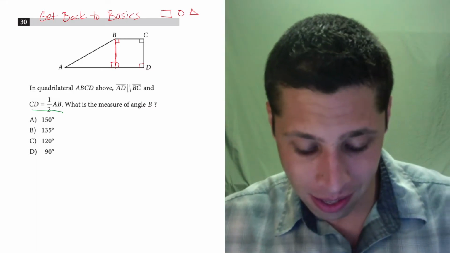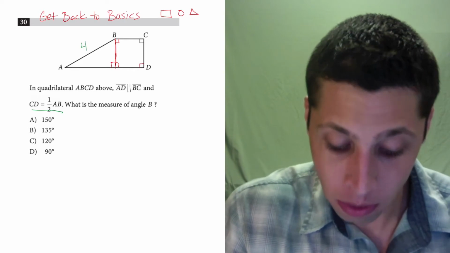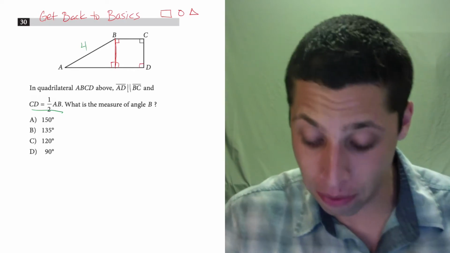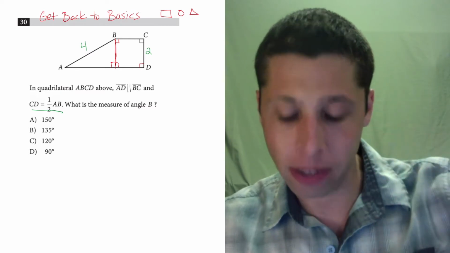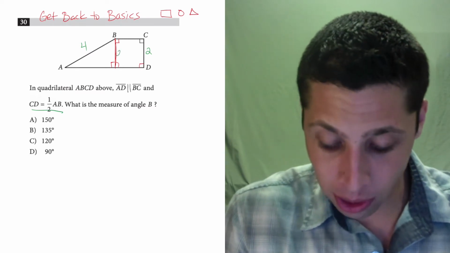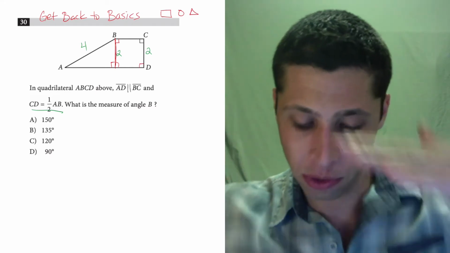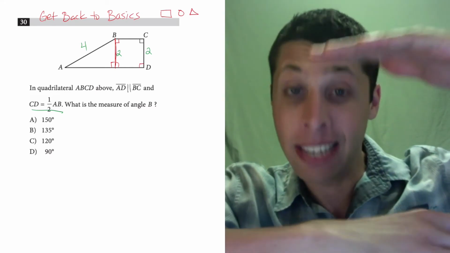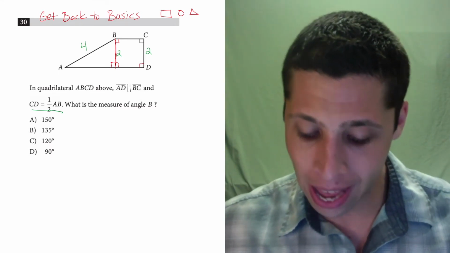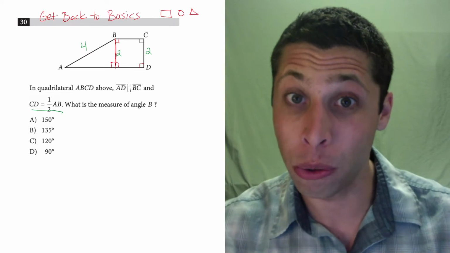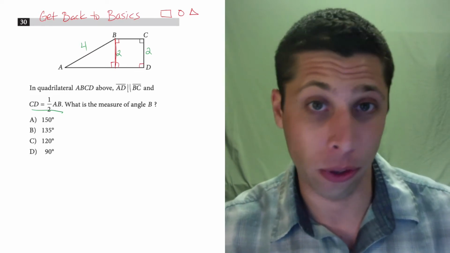So in this case, if AB were 4, then CD would be half of that. It would be 2. And because BC is parallel to AD, this extra little line that I drew in red is also going to be 2. They're the same because those two lines, BC and AD, are the same distance apart. So now what we have here is a triangle where we know 2 of the sides. So we can do some Pythagorean theorem and find the third side.